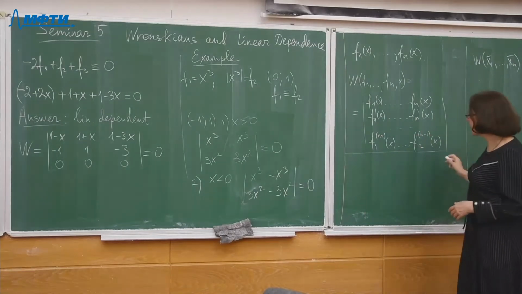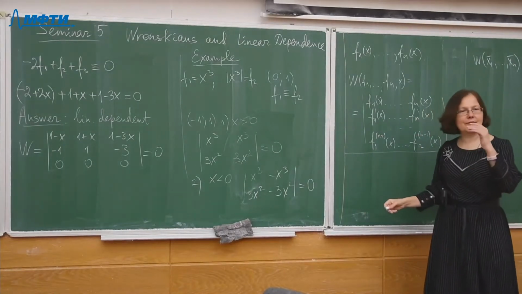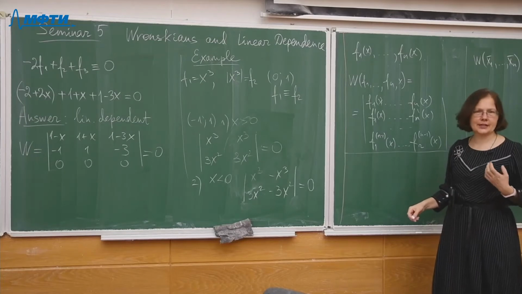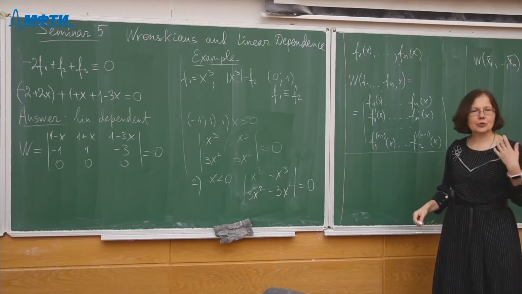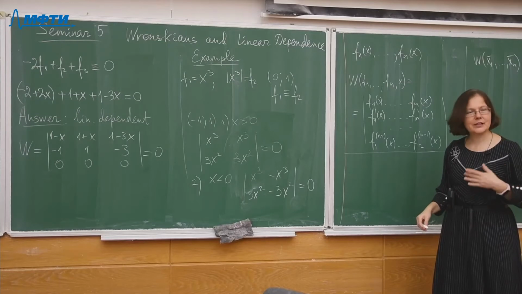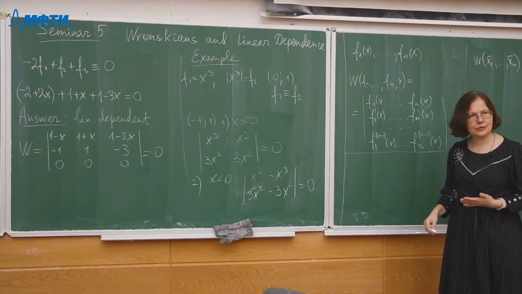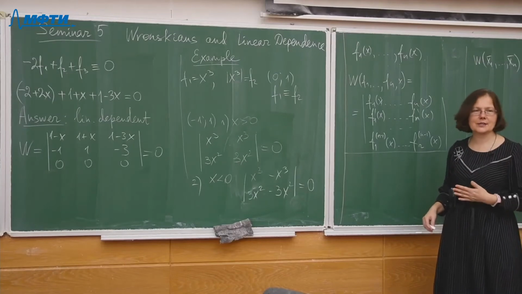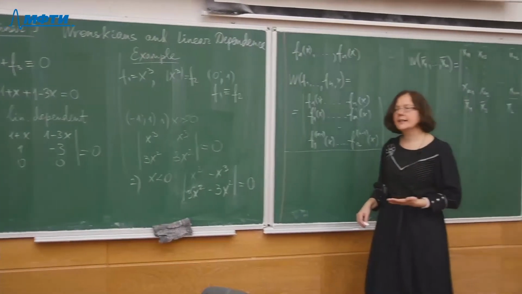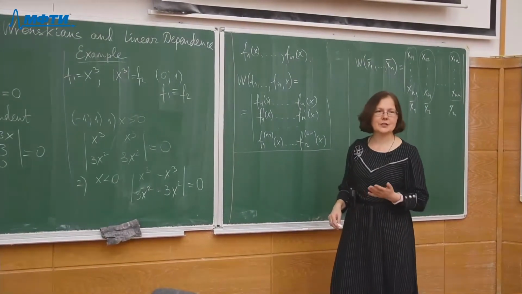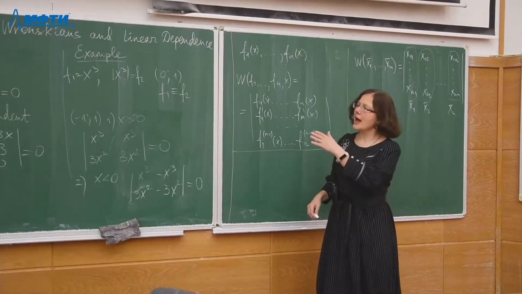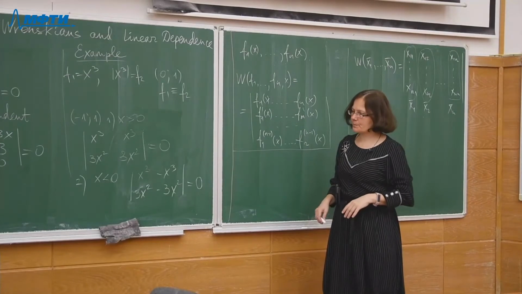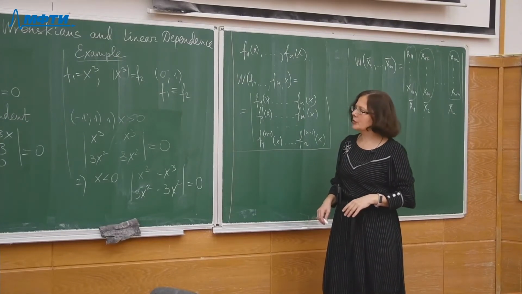So the theorem says that if the functions are linearly dependent, then the Wronskian is identically 0, but not vice versa. Right? The converse statement is not true. If the Wronskian is identically 0, this will not imply the linear dependence of the functions. Right? So be very careful, and maybe in this case, the student is right.